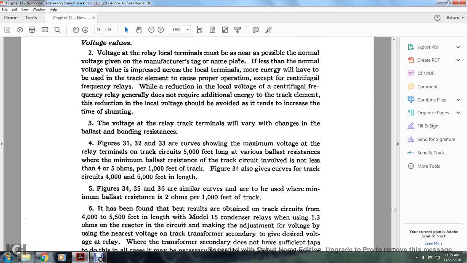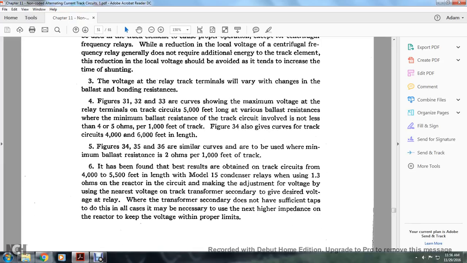3. The voltage at the relay track terminals will vary with the changes in ballast and bonding resistance. Figures 31, 32, and 33 are curves showing the maximum voltage at the relay terminals of track circuits 5,000 feet long at various ballast resistances, with the minimum ballast resistance of the track circuit involved not less than 405 ohms per 1,000 feet of track. Figure 34 also gives curves for track circuits of 4,000 and 6,000 feet length, and Figures 34, 35, and 36 are similar curves to be used for the minimum ballast resistance of 2 ohms per 1,000 feet of track.